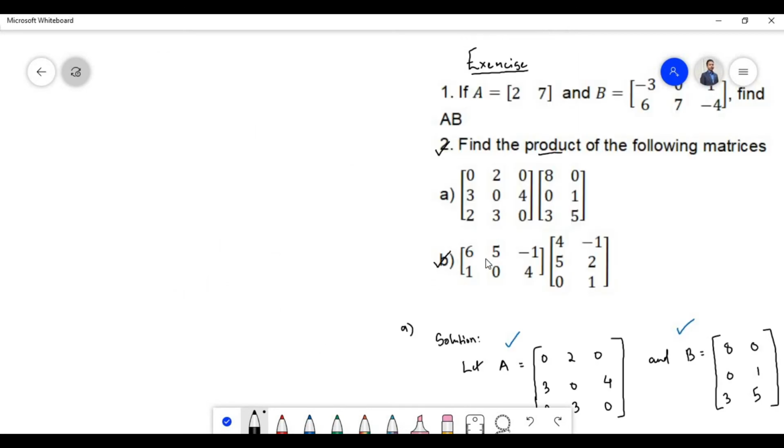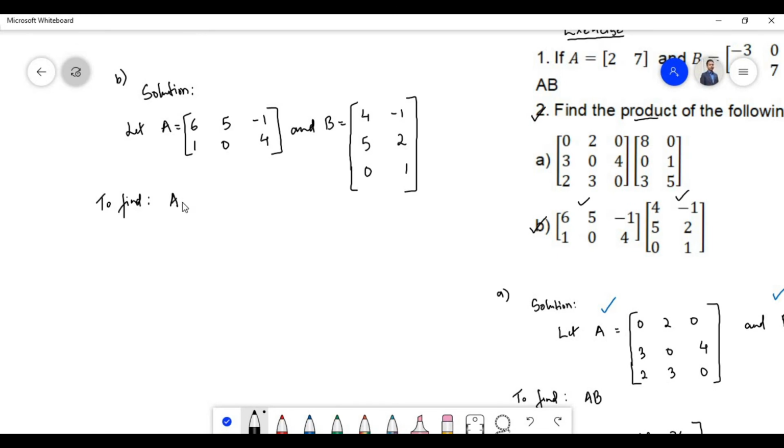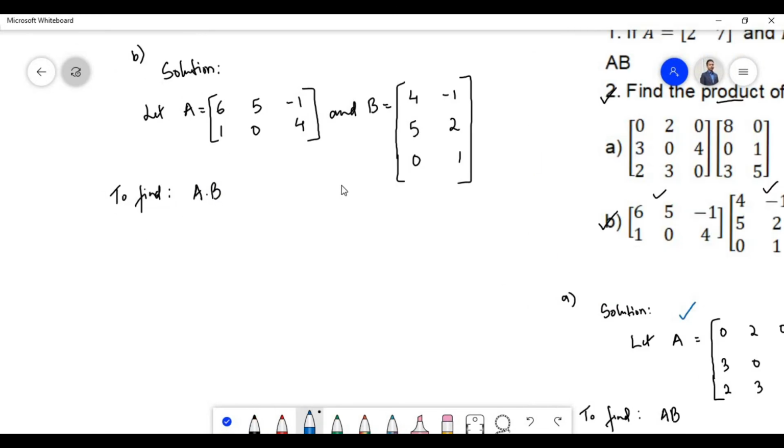We need to find the product of the first matrix with the second matrix. In the solution, we will write down, let the first matrix be denoted by A and the second matrix be denoted by B. We need to find the product of matrix A and B. Now, in order to find the product of A and B, we need to first know whether the two matrices are conformable for multiplication. That is, whether the number of columns of the first matrix is equal to the number of rows of the second matrix.